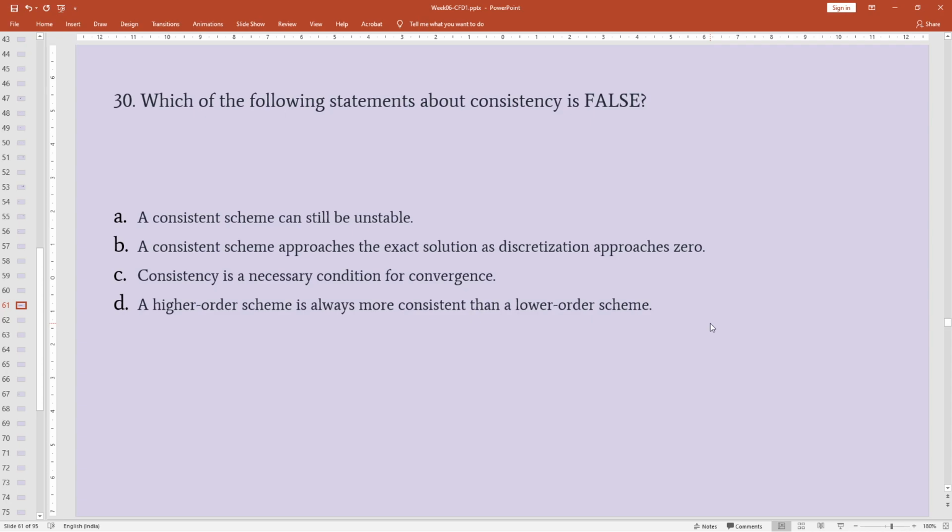Yes, you are right. Our answer is that a higher order scheme is always more consistent than a lower order scheme. That sentence is false. It is not true that a higher order scheme will always be more consistent than a lower order scheme. So option D is our answer.